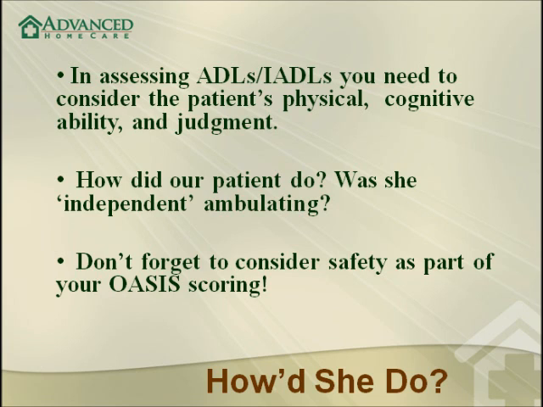Was she independent ambulating? In our video example, the patient could have been safe using the walker, but she forgets to use it. That impacts the score and results for an OASIS answer on M1860, the patient's current ability to walk safely. Our patient would score 2, requires use of a two-handed device, or 3, able to walk only with the supervision or assistance of another person at all times.